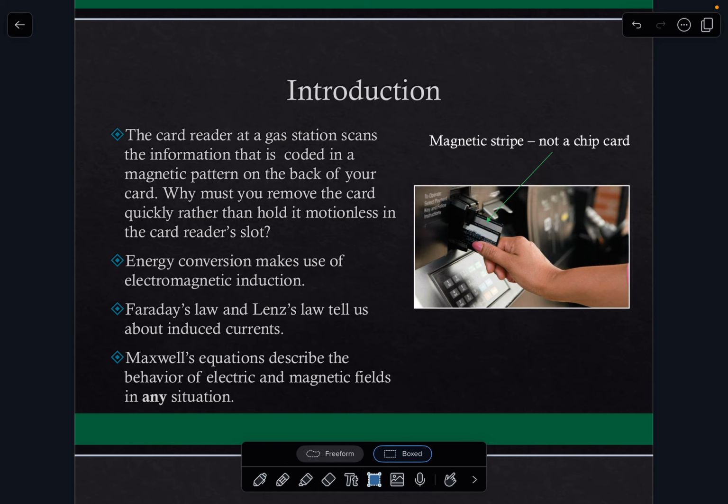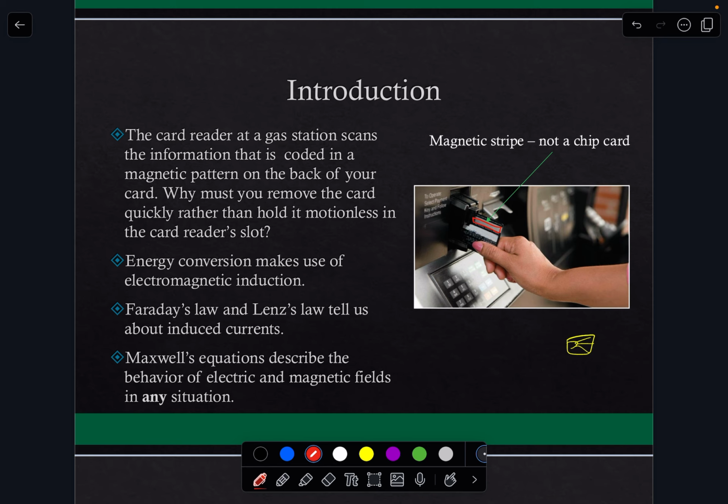Nowadays, we have a chip card, all right? It has a little gold chip on it. Looks something like this, all right? That's different technology than what I'm talking about right now. What I'm talking about is sliding your card in and out of a slot, okay? And specifically making sure that this magnetic stripe is doing its job.